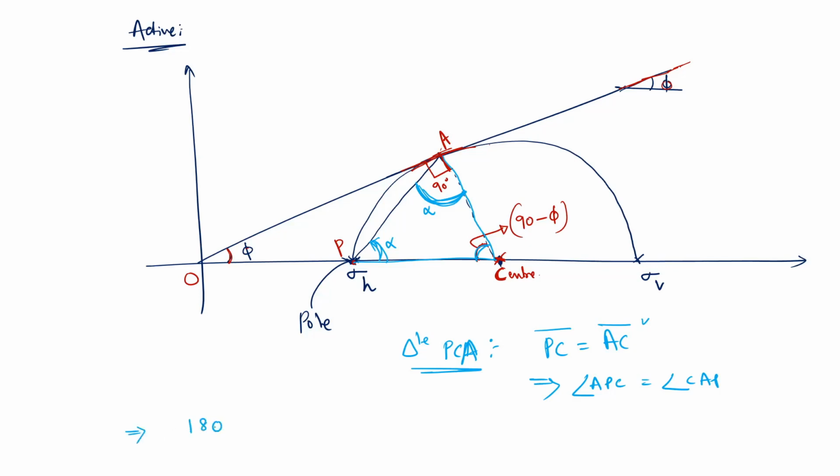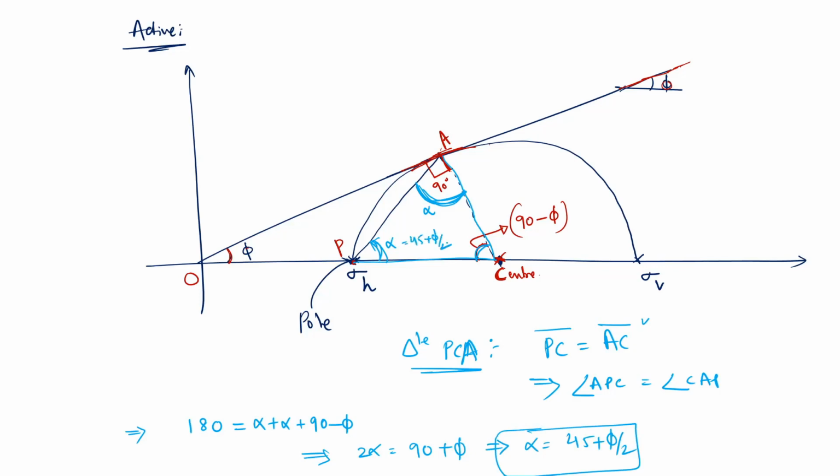The sum of all the angles in a triangle should be 180, so alpha plus alpha plus 90 minus phi equals 180. So, 2 alpha equals 90 plus phi, then alpha equals 45 plus phi by 2. So, this is 45 plus phi by 2. Now we know the angle between the failure plane and the horizontal plane is 45 plus phi by 2.